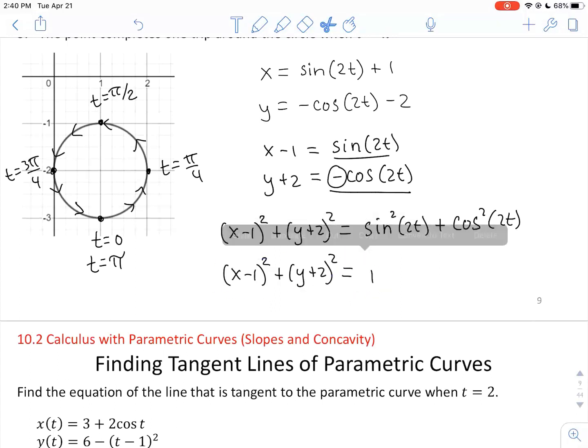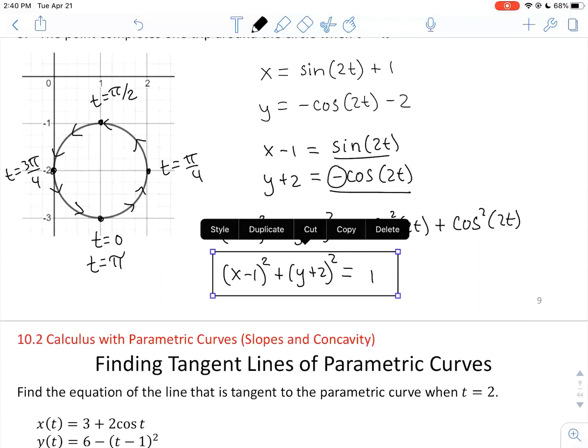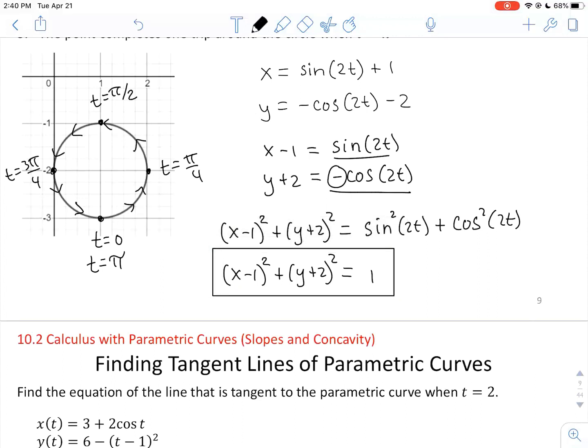So here's our Cartesian equation. Notice this is what you're used to seeing with regards to a circle whose radius is 1, but whose center is at the point 1 comma -2. This is a fun section. Enjoy.